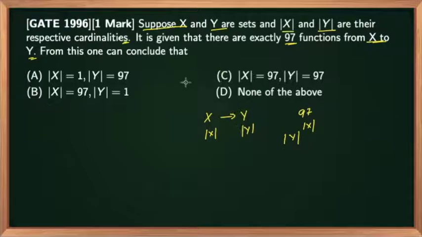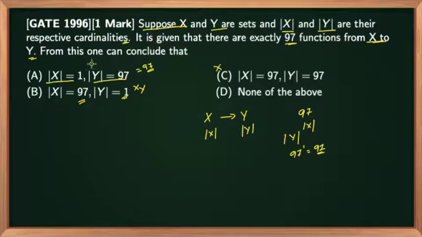right? Now if you see the choices, it's clear that choice C is wrong. And choice B is wrong, because we have x equal to 97 and y equal to 1. So 1 raised to 97 will be 1. So choice B is wrong. And if you see choice A, x is equal to 1, y is equal to 97. So that will be 97 raised to 1, which is equal to 97. Okay. So we know that if we have x equal to 1 and y equal to 97, then we have 97 functions, right?